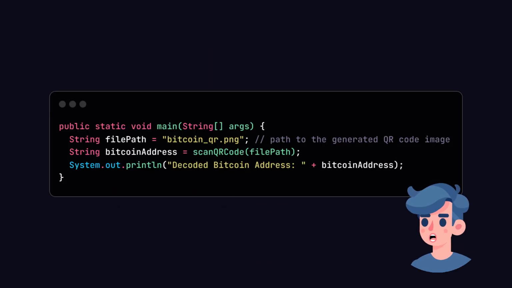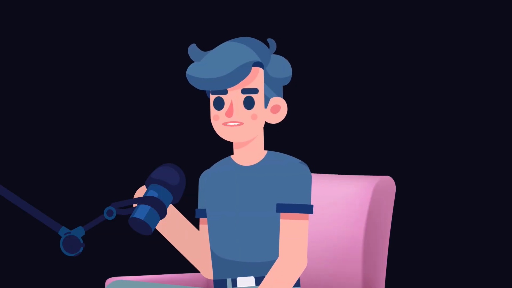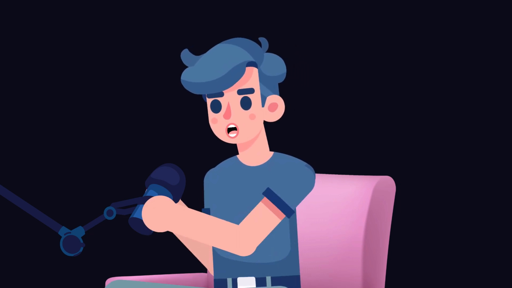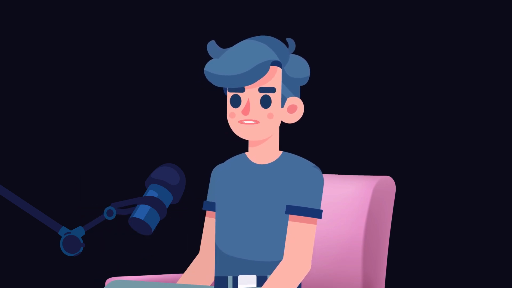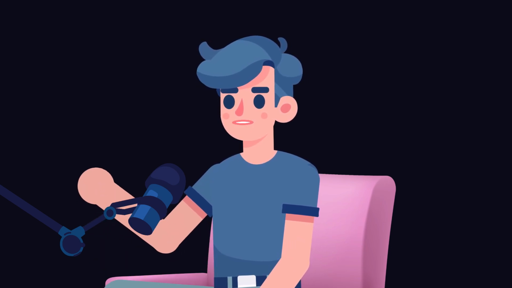Let's test the QR code scanner next. You should call this method with the path to the QR code image we generated earlier. Here's how you can do that in the main function. After running this code, you should see the Bitcoin address printed to the console, successfully decoded from the QR code image. This is the power of QR codes. They can turn what might be cumbersome manual input into a quick scan.